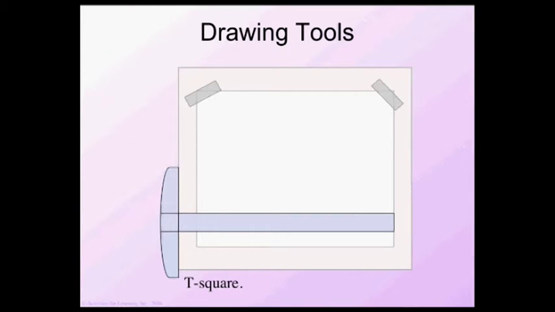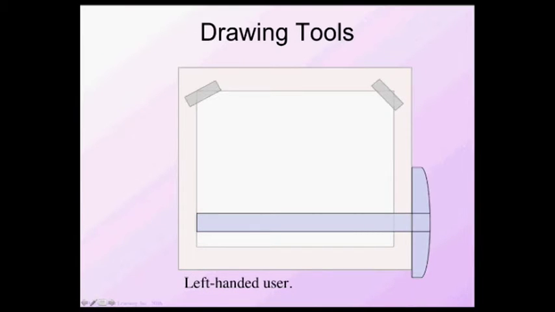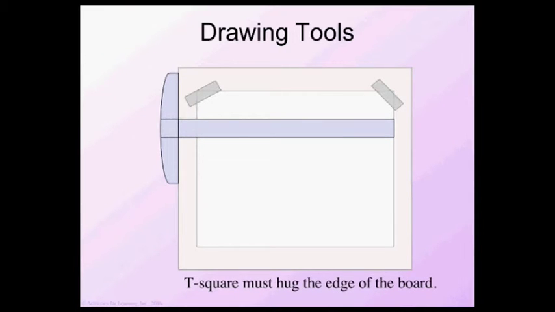Here's our T-square. Right-handed users will have the T part of it on the left-hand side. And if you're a left-handed user, you'll have the T part of it on the right-hand side. Since I'm right-handed, I'm going to show it always on the left side. So I'm going to assume that most people are right-handed users, but you can adapt for those left-handed. You want the T-square to hug the side of the board, the edge of the board.